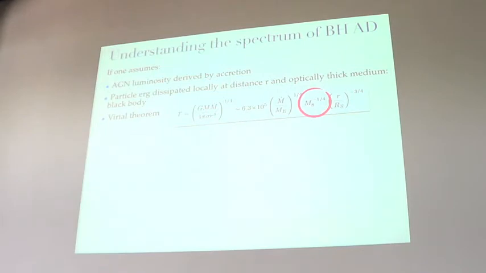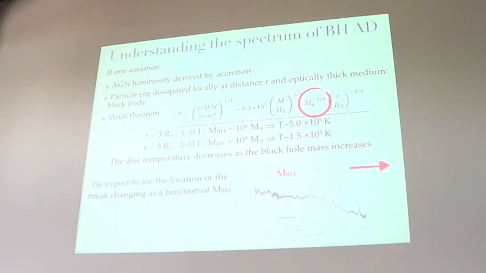And just to provide you a few numbers, just to give you an idea, if you keep 3 Schwarzschild radii with an accretion efficiency of 0.1, lower black hole masses, 10 to the 6 solar masses, would have a temperature of 5 times 10 to the 5 Kelvin, 10 to the 8, around 10 to the 5 Kelvin, just to give you a rough idea. So the temperature decreases as the black hole mass increases, and therefore we expect to see the location of the break changing as a function of the black hole mass.